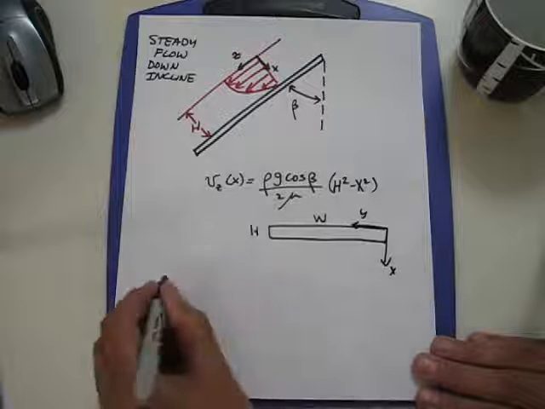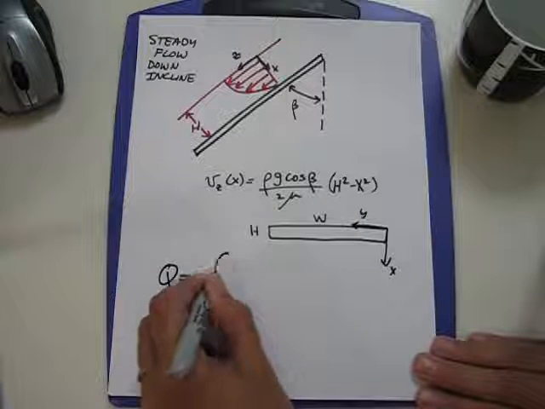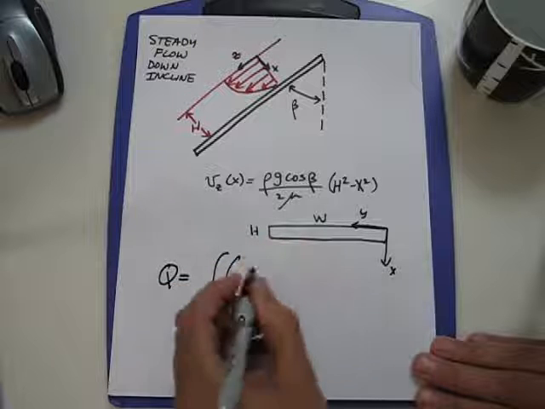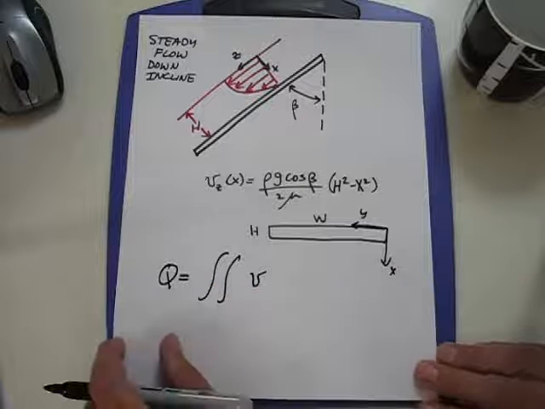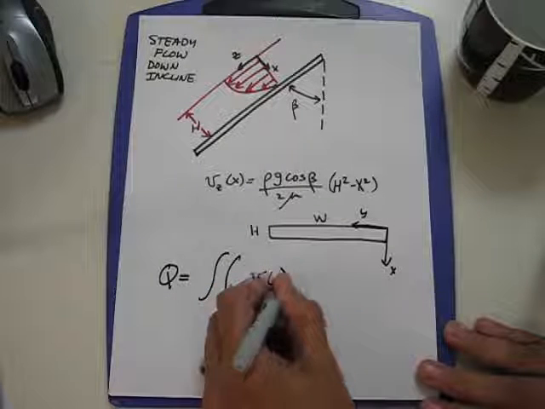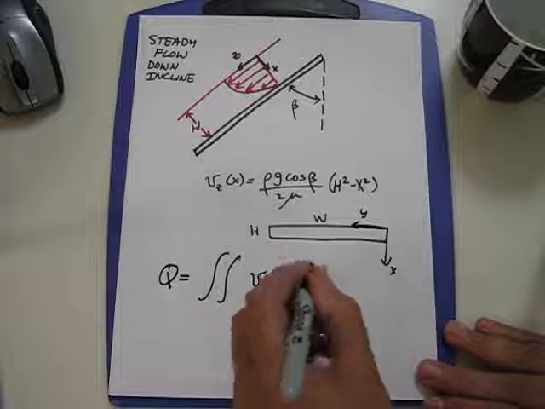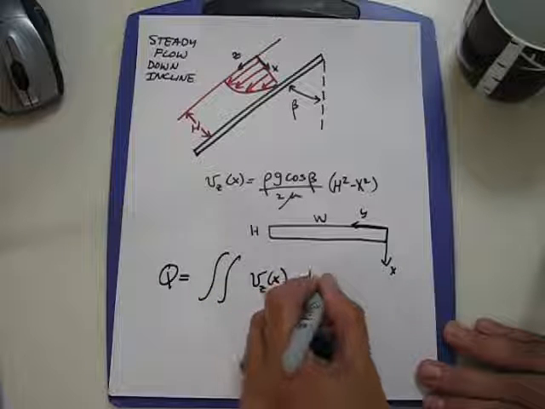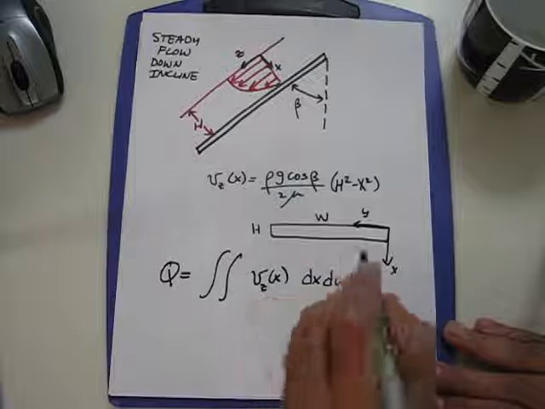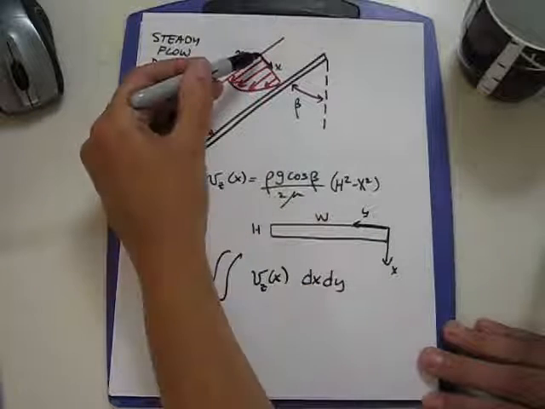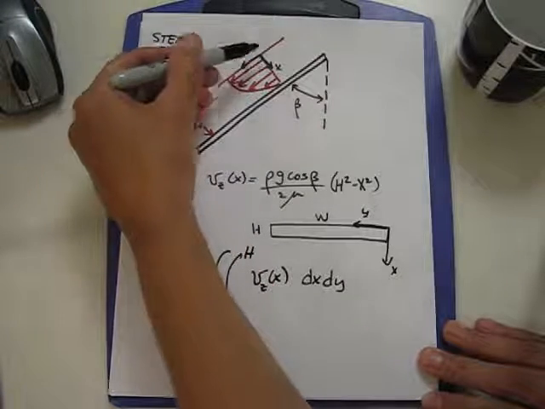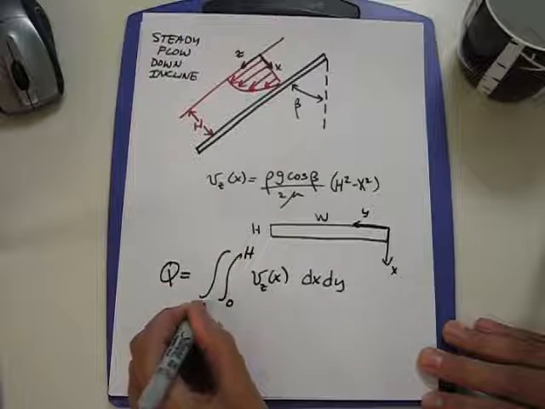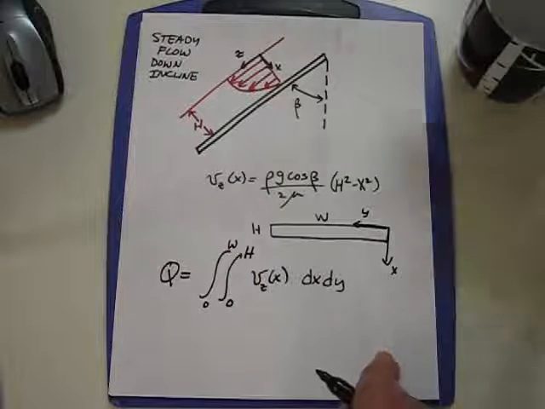So now I'm going to use my formula. The flow rate is equal to the integral over this cross-sectional area of the velocity, which in our case is a function of just x, and it's the z component of velocity. x varies from 0 to h, and y varies from 0 to some width value, w. So this is the integral that we must carry out.